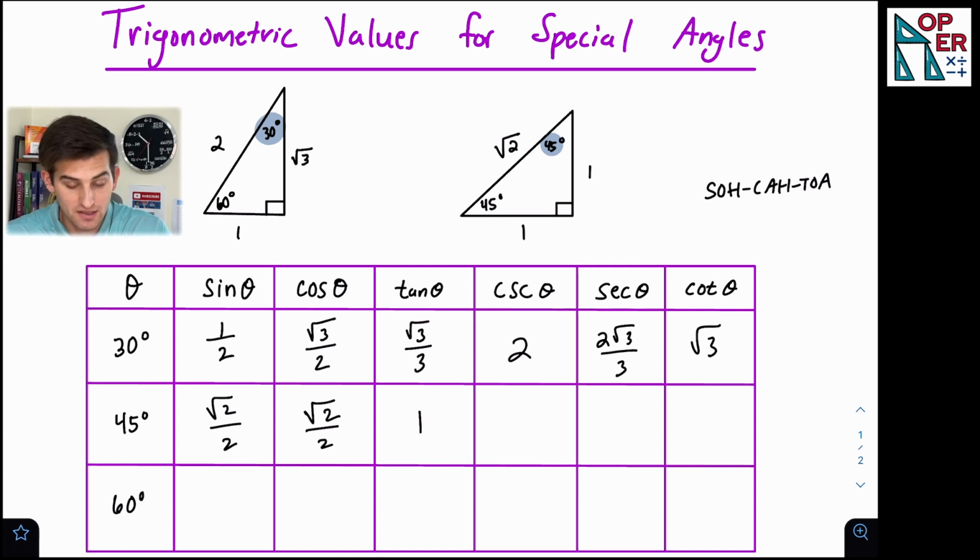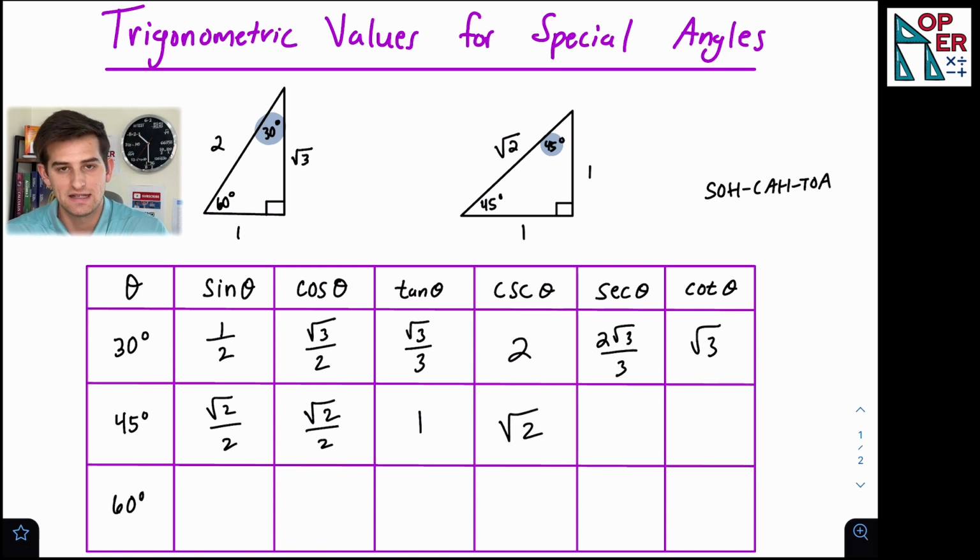Now cosecant, secant, cotangent, we're going to find the inverse. So cosecant and secant should be the same thing. So now we have root 2 over 2. So now it's going to be 2 over root 2. And now we can simplify that. So root 2 times root 2. So we're going to end up getting 2 root 2 over 2. So the 2's will cancel out. So we're just left with root 2 for cosecant.